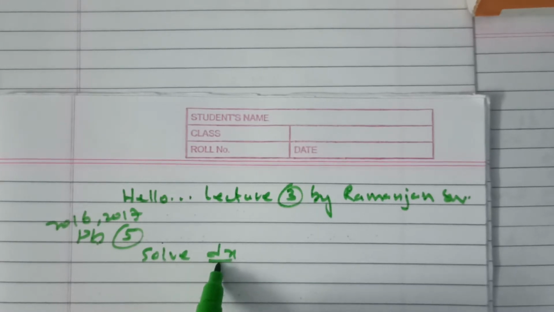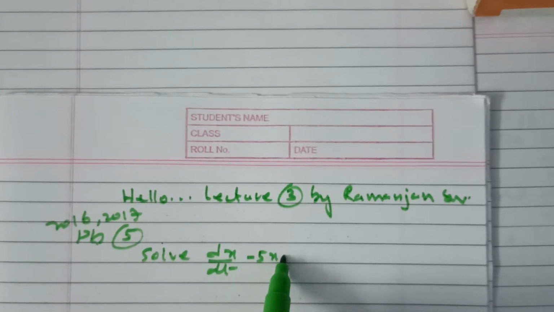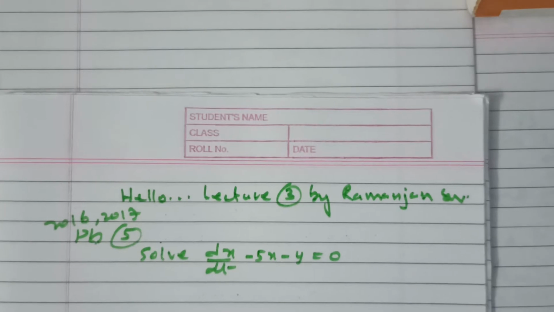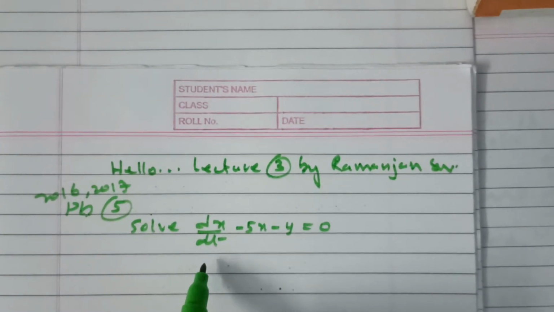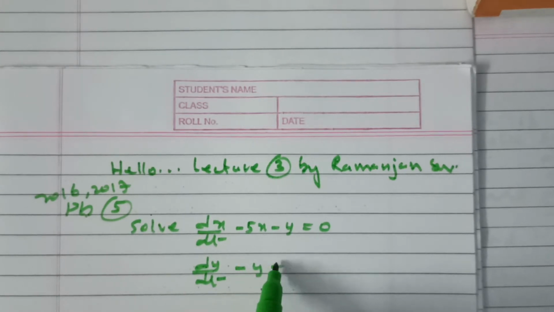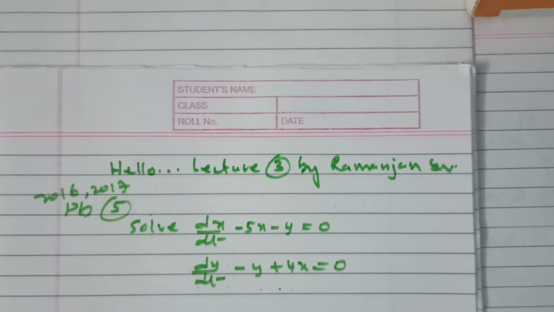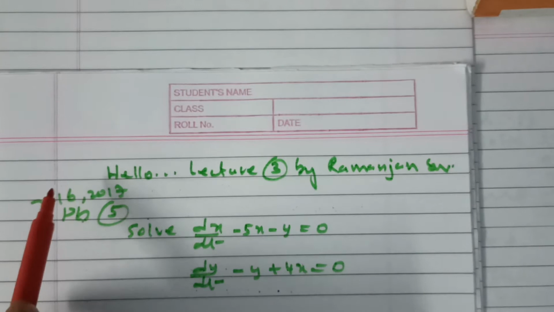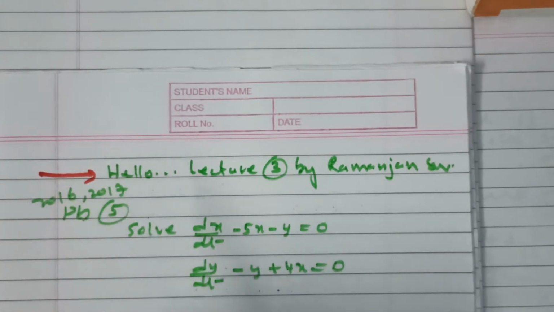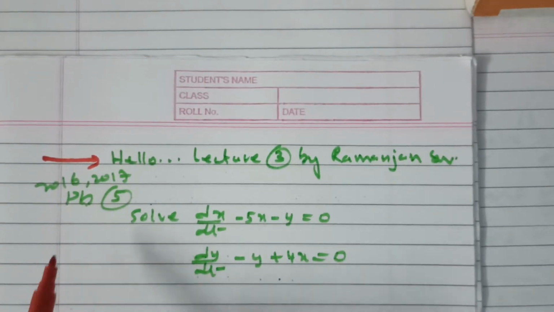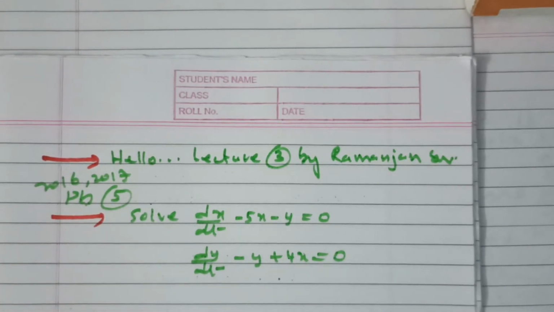dx by dt minus 5x minus y is equal to 0. Next, dy by dt minus y plus 4x is equal to 0. Right, the fifth problem. So here, find out the x and y values.